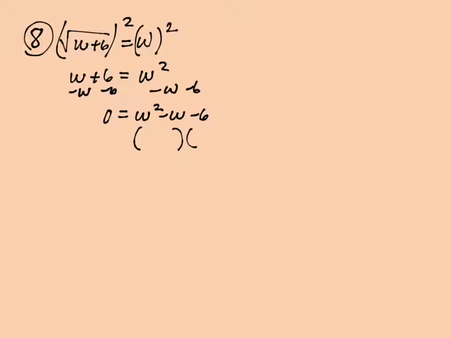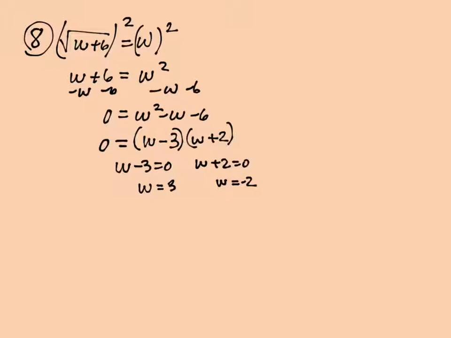And we will attempt to factor. It works. How does this factor? Minus 3 and plus 2. All right. So I set each part equal to 0, right? So what does w equal? 3 and negative 2. Okay, so those are two potential values for w, and we need to check them.